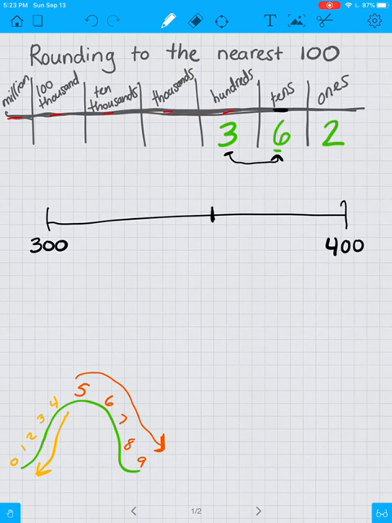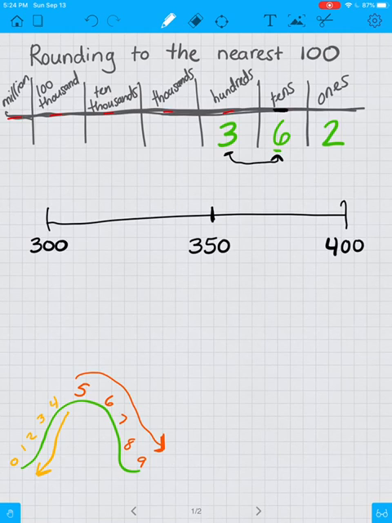And then I always talk to you guys about what's in the middle. We know a number with 5 is in the middle. So what is halfway between 300 and 400? Well, we should all already know that 350 is in the middle, because 50 plus 50 is 100.